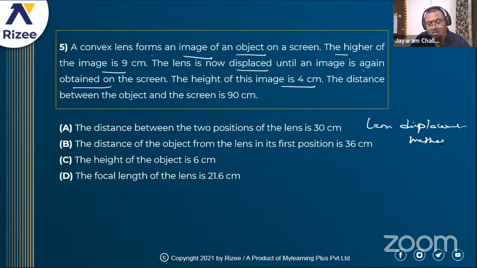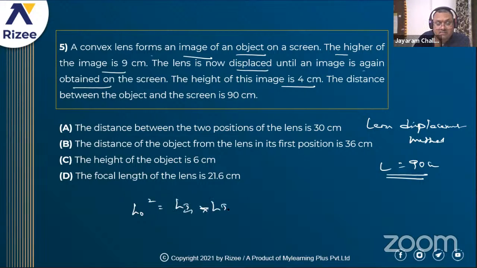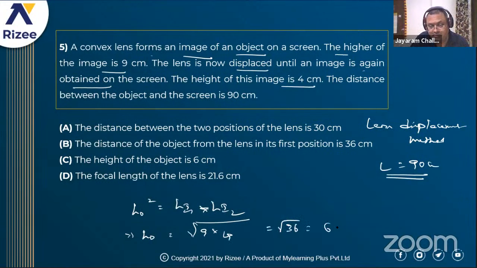In this method, we keep the source and the screen at a constant distance, which has been written as L. L is equal to 90 centimeters. Now at 9 centimeters we have seen the first image, and at 4 centimeters we have seen the second image. So the height of the object squared is equal to height of image 1 into height of image 2. From this, height of the object is equal to root over 9 into 4, that is root 36, so the object is 6 centimeters.